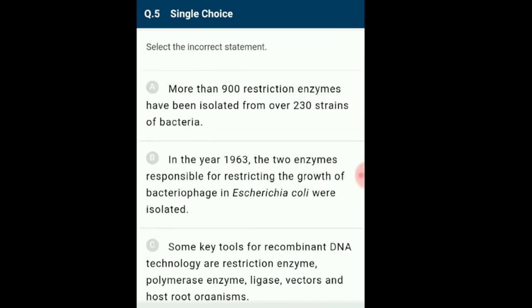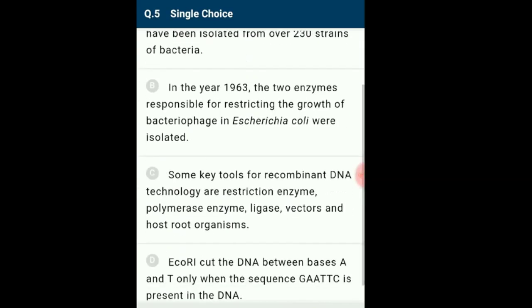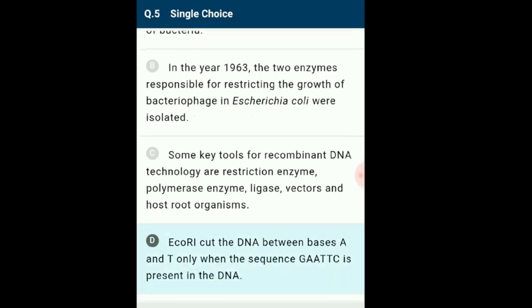Question number 5. Select the incorrect statement. There are 4 statements given. EcoRI identifies a specific palindromic DNA sequence, GAATTC, and cuts at a specific location away from the center, between G and A, making staggered or sticky end cuts. It breaks phosphodiester bonds and hydrogen bonds. So the incorrect statement is option D. EcoRI cuts the DNA between bases A and T only when the sequence GAATTC is present in the DNA.